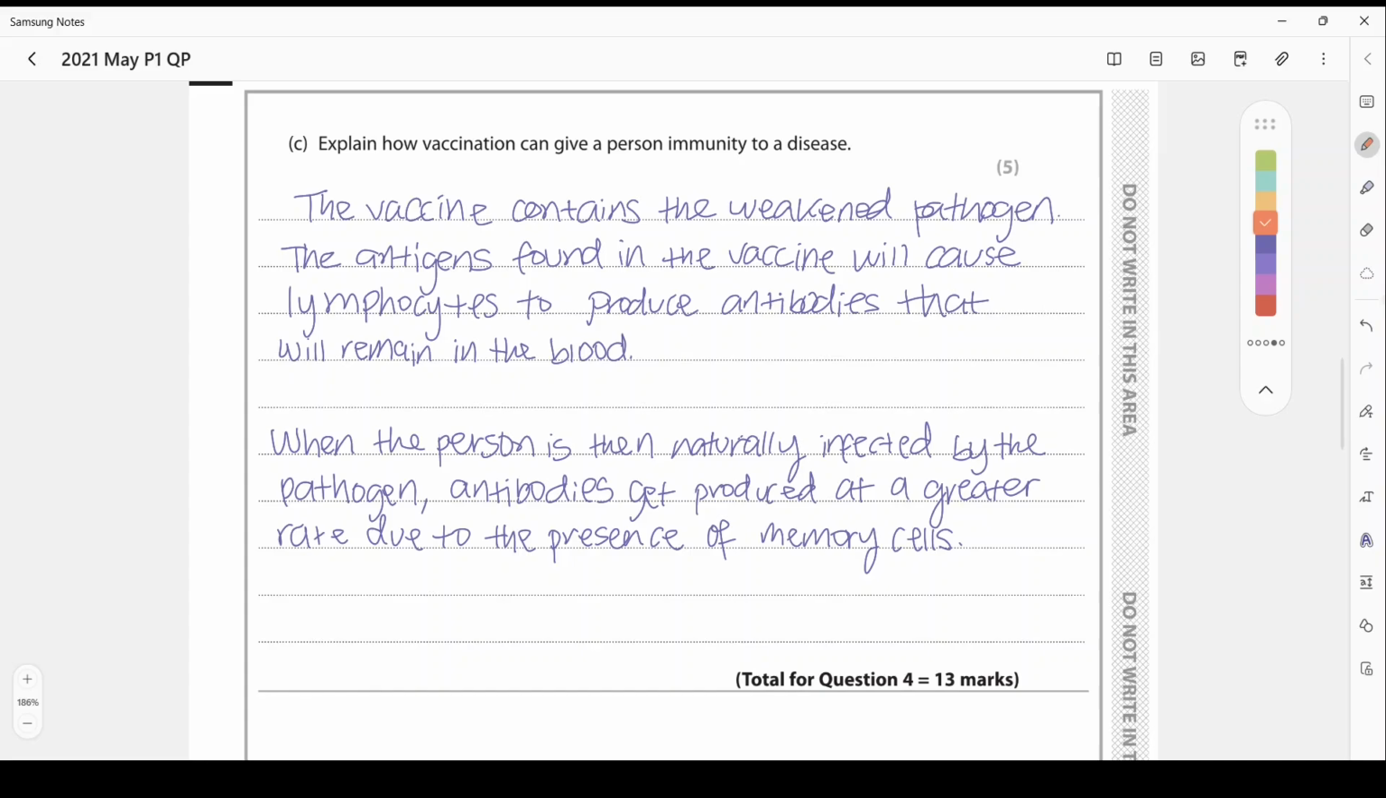All right, let's go through the marks. So one mark is vaccine contains a weakened pathogen. Second mark is that would cause antibody production. Third mark is and that will remain in the blood. Fourth mark is memory cells get formed, or the presence of memory cells. And then the fifth mark is antibodies can respond quicker, or antibodies are produced at a greater rate. I think that should be fine.